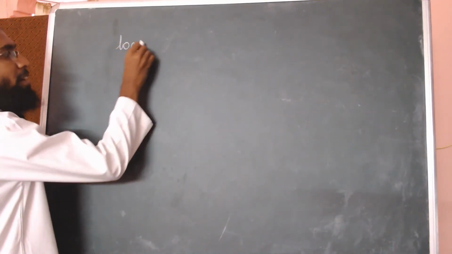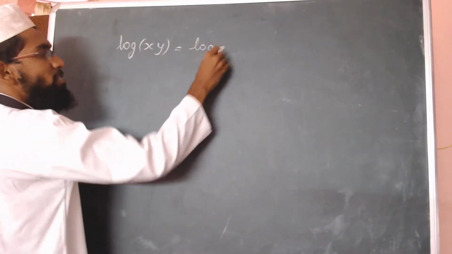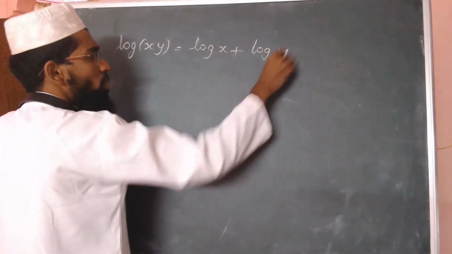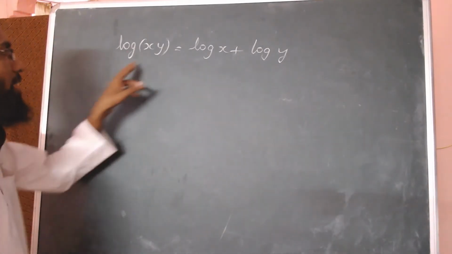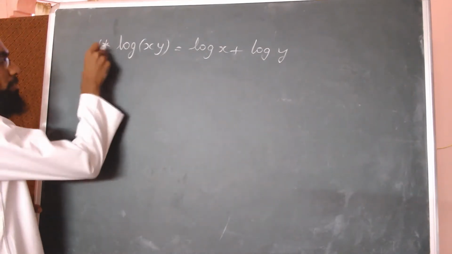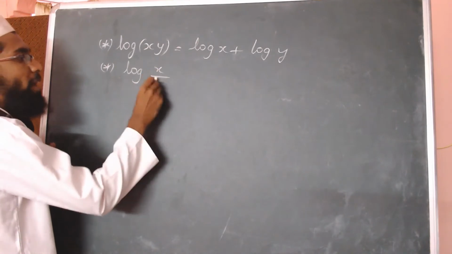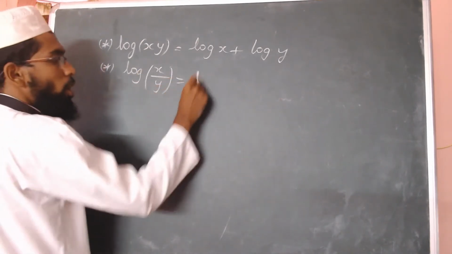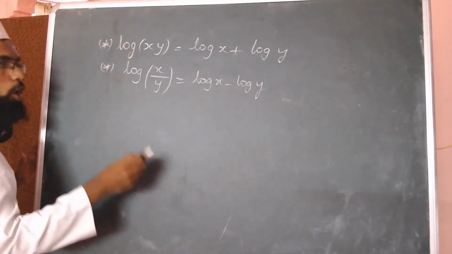Log of x into y, I can write it as log x plus log y, whatever may be the base. The base may be 1 or 2 or 3, any number. I can write log xy as log x plus log y. This is the first property of logarithmic function. Then the second property is log of x by y. I can write it as log x minus log y.